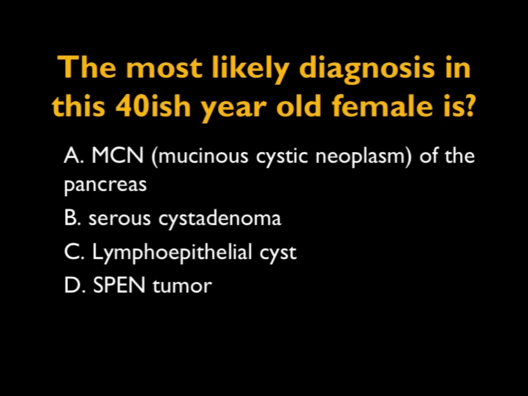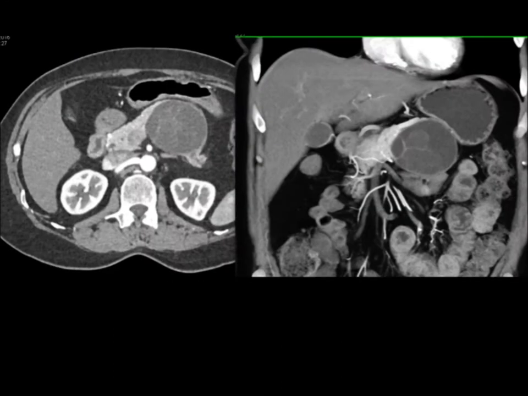In this case, this is as good an example as you can get of this entity. You see a cystic lesion in a middle-aged female. It has sort of septations within it. It's in the body of the pancreas. Cystic. Location, age, sex, classic mucinous cystic neoplasm of the pancreas.